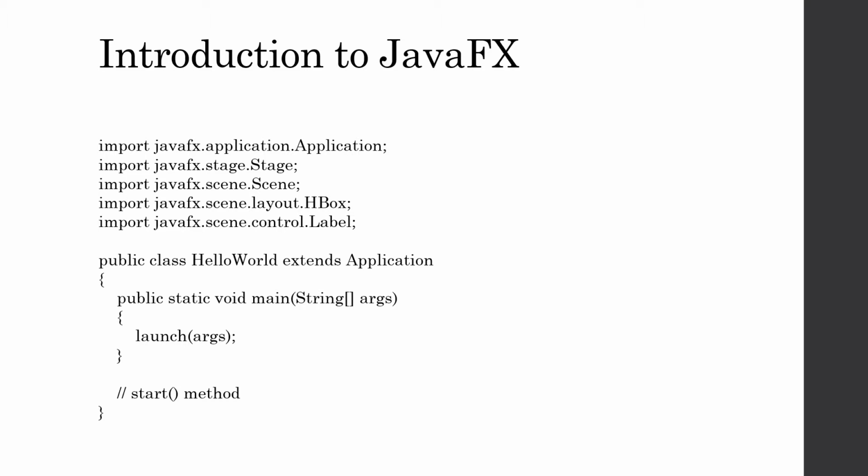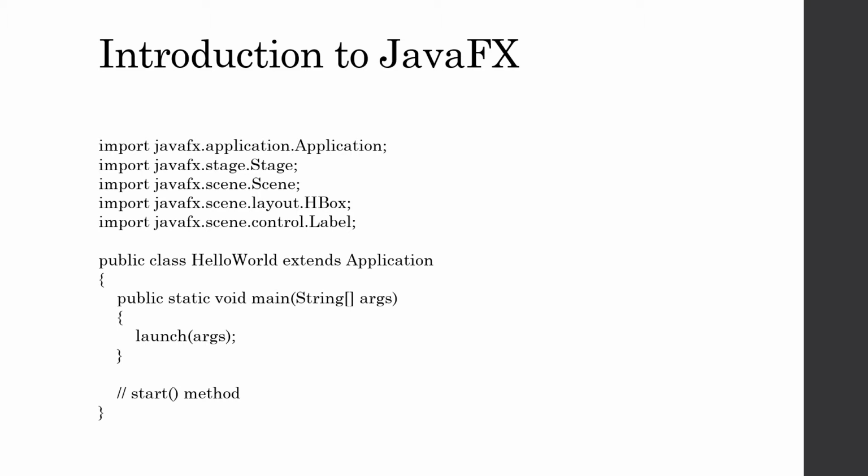So in addition to bringing in our application and our stage, we're also going to bring in a scene, so something that we can put onto the stage, and we're going to include a container and a control. So our container is going to be hbox. With our scene, that comes from the scene package. All of our containers and controls also come from that scene package, but each one will have its own kind of sub-package. So if we look at, say, with hbox, that comes from the layout package in the scene package. And then with our label, that comes from the control package in the scene package.